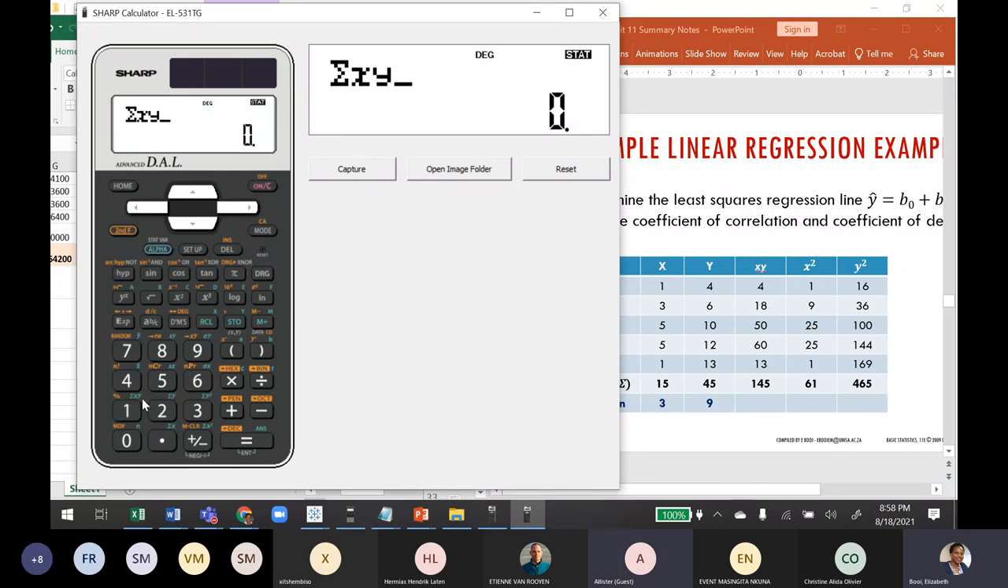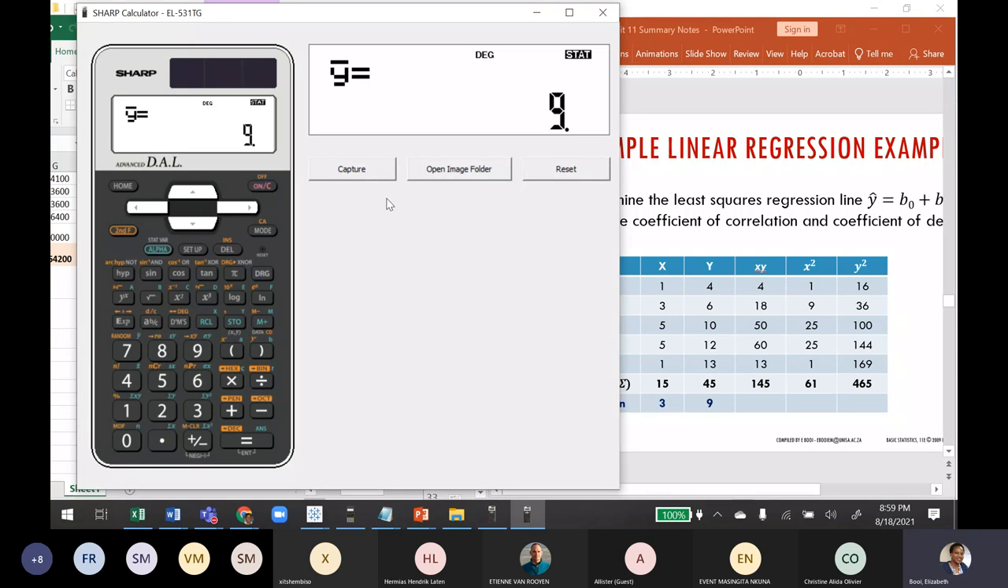Alpha, the sum of X and Y, equal, there is 145. Sum of X squared, you can clear your calculator again, say alpha, sum of X squared, equal, and that's 61. Sum of y squared, you just do alpha y squared, and so forth. The mean: alpha 4 will give you the mean of x, and alpha 7 will give you the mean of y. So everything is right here.